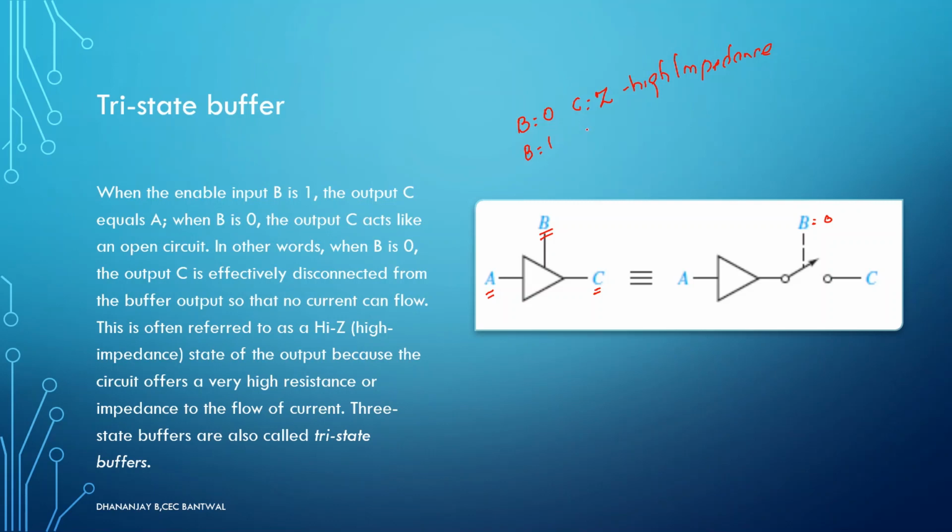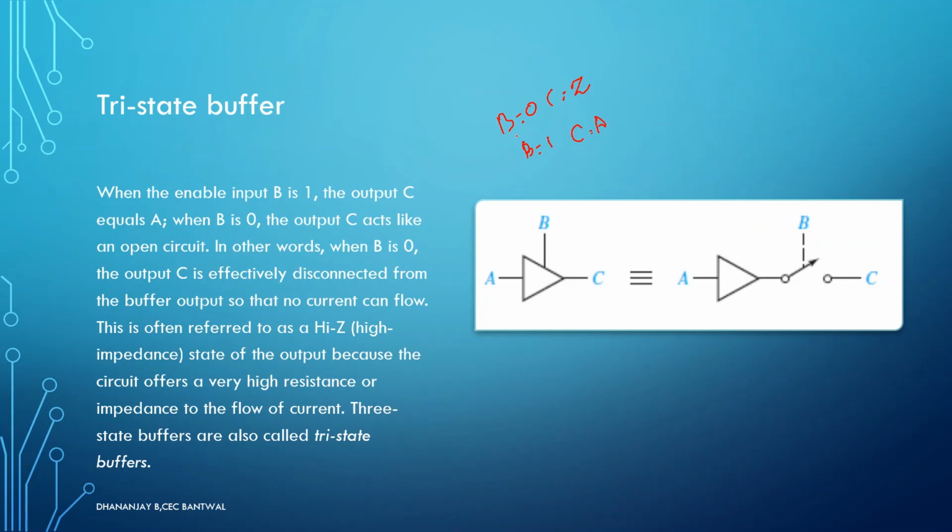When B is equal to 1, C will be equal to A. This is your second state. First was B is equal to 0, C is equal to Z. So these are the two states in which it can actually work. That's what is explained here. When the enable input is 1, the output equals A. When B is equal to 0, the output C acts like an open circuit, which means that it is disconnected from the output, so there is no current flow. This state is referred to as the high impedance state.